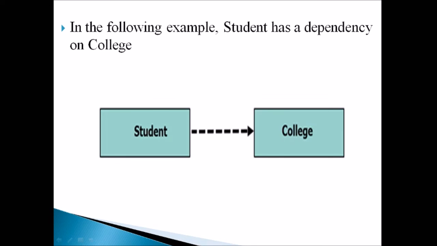This is a diagram where the student is dependent on the college. Okay. Any changes made in college will affect the student, or any changes made regarding the student may affect the college.